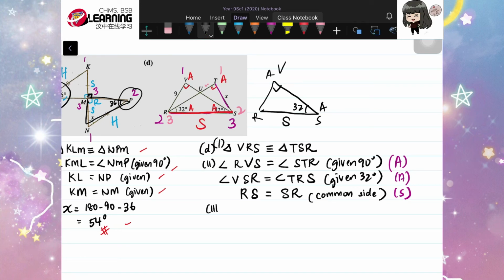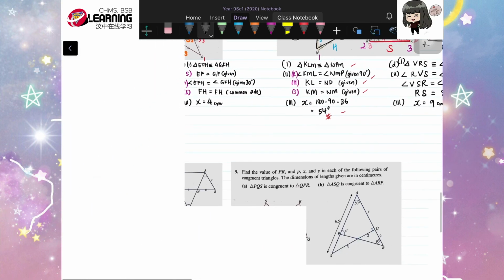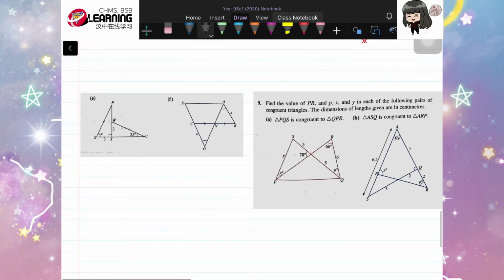This is your part 1 answer. This is your part 2 answer. Then we have our part 3 answer, which is x. Since we already proved that they are congruent, x is equal to 9 centimeters. Okay, it's the same.